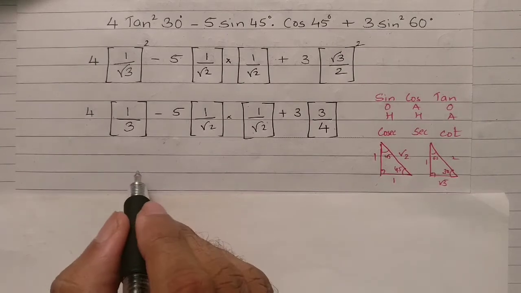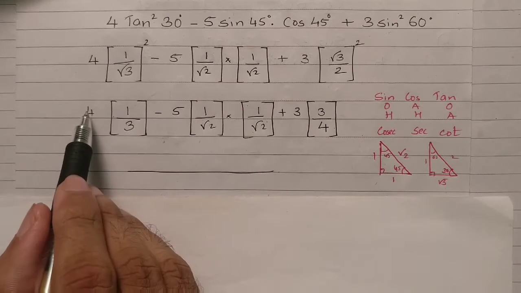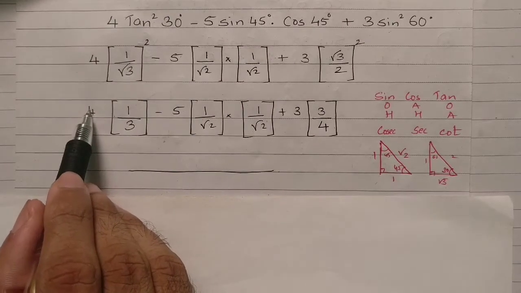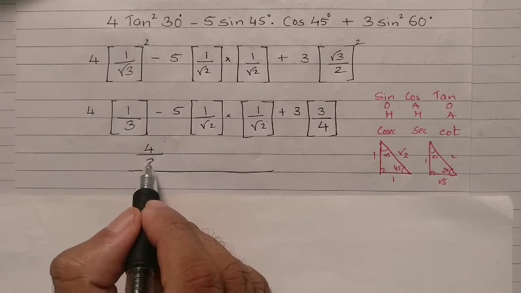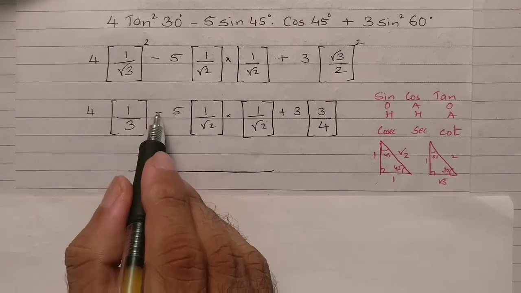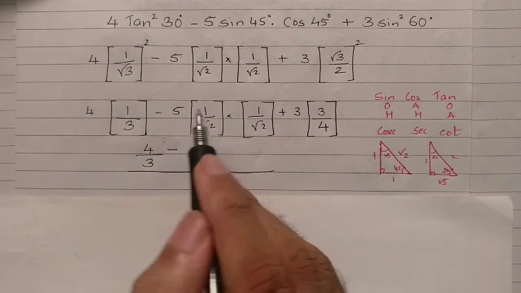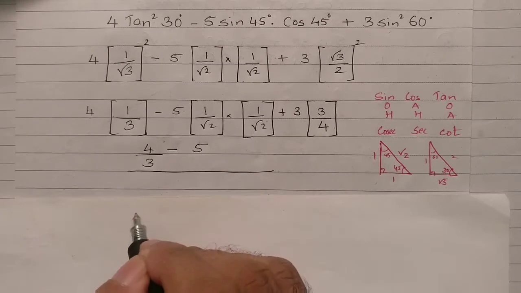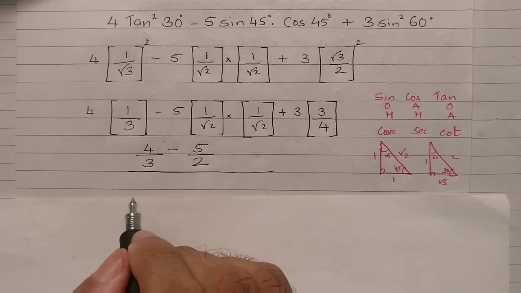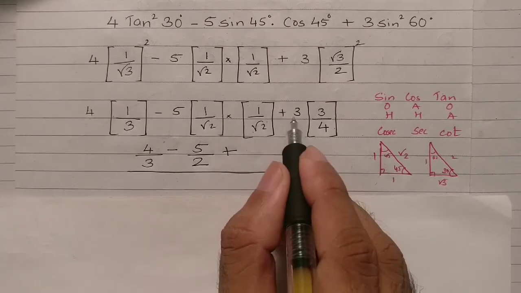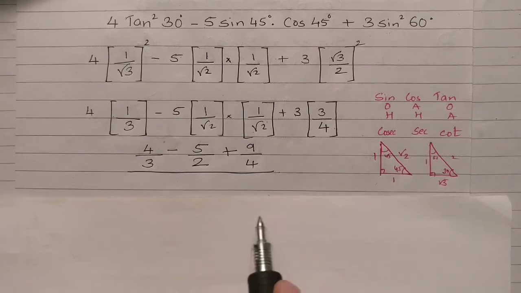In the next step, what I want to do is, I will multiply this. So this would become 4 into 1 is 4 upon 3 minus 1 into 1 is 1 into 5 will be 5. Root 2 and root 2, when you multiply, it will become 2 plus 3 3s is 9 upon 4.